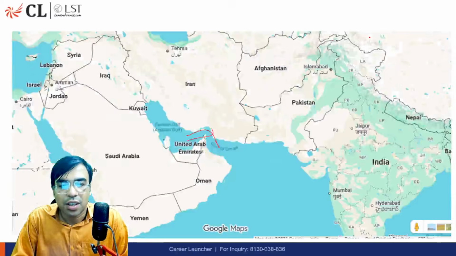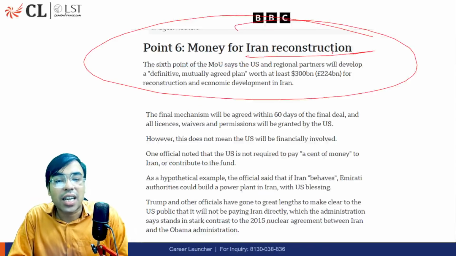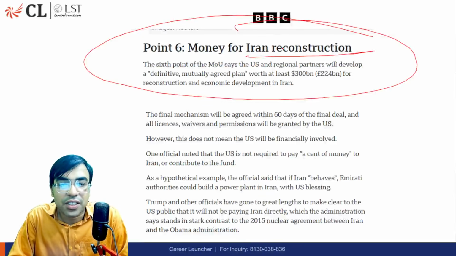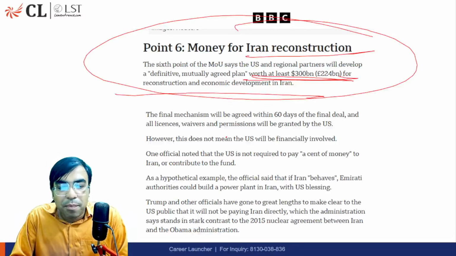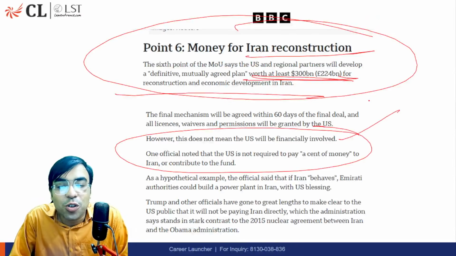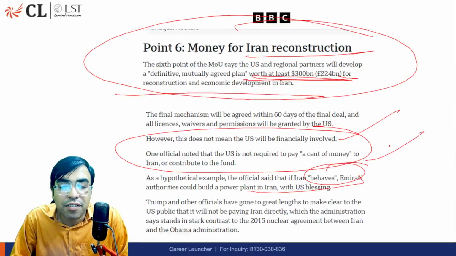We will allow. Money for Iran's reconstruction. Iran has put the condition that since we have been destroyed in the war, we have suffered a lot, you have to give me at least $300 billion. So they agreed to it. But of course, there is no guarantee that the USA will provide this. Maybe the UAE and other countries will make a fund and give this $300 billion. But actually, the $300 billion deal was done.